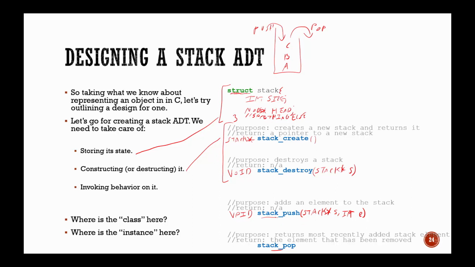The final thing we have here is stack_pop, which is to remove an element. Here my return type is going to be something like int. And then as my arguments, I'm going to need my stack s again. I need some place to edit. Stack s, there we go. All right, so those are our basic methods. That's our basic way of storing data. This is what we're going to do in C in order to implement this object.